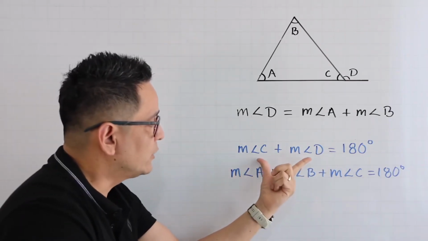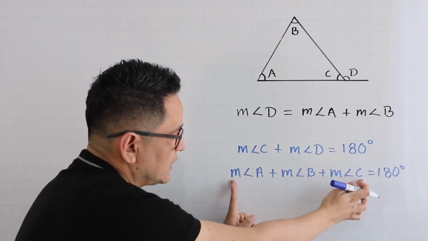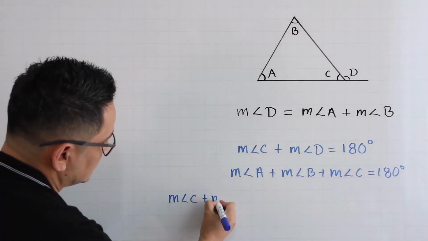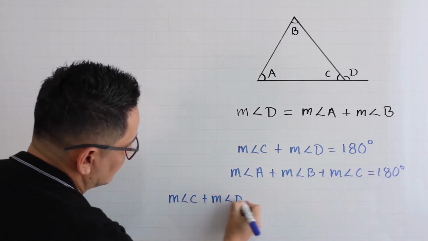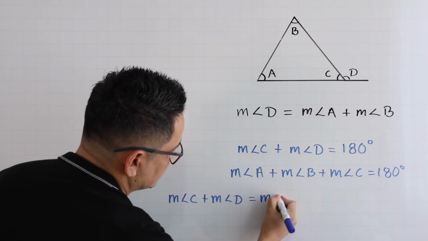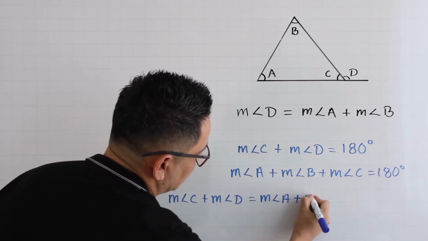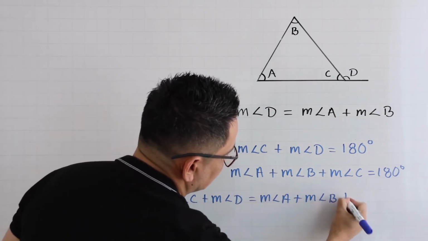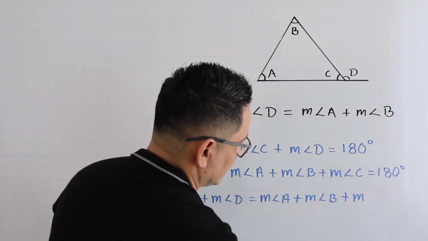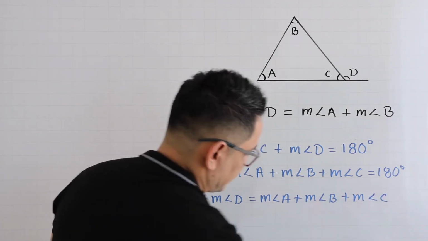That is, I'm going to set this equal to all of this over here. Let's write it down quickly then. The measure of angle C plus the measure of angle D has to be equal to what? Well, to everything I have over here, which is the measure of angle A plus the measure of angle B plus the measure of angle C. Let's see. I missed something here. Measure of angle C, done.